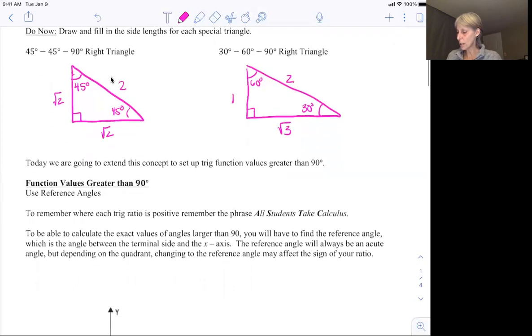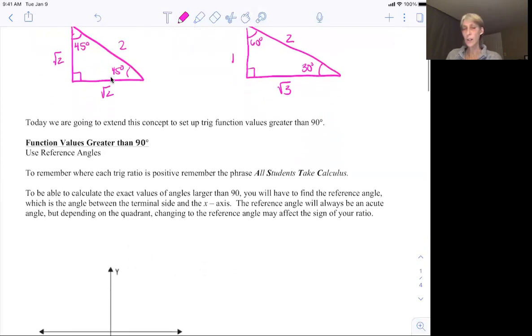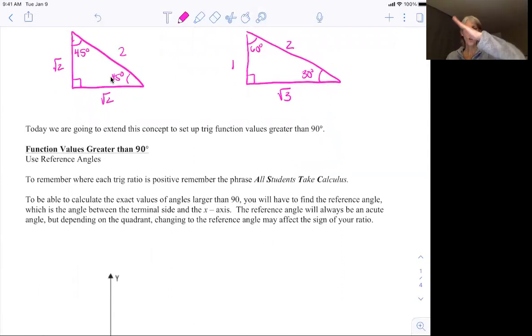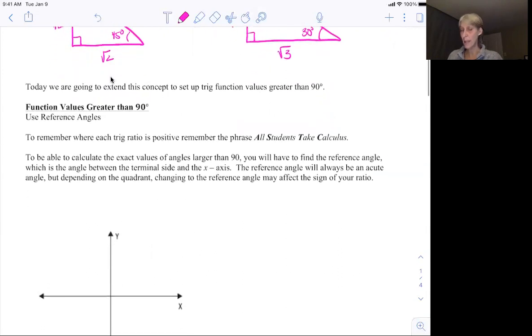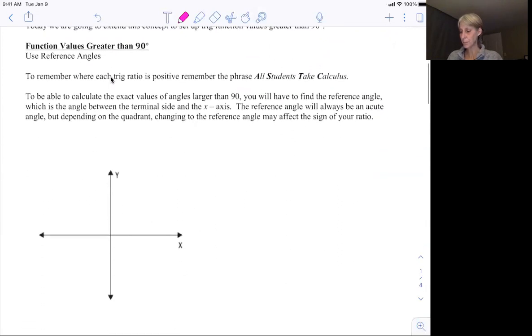So we're going to extend this concept today to set up trig function values that are greater than 90 degrees. All of the angles we worked with yesterday were in between 0 and 90. Now, what happens when we go past 90 degrees and we go out into other quadrants? That's what we're going to be dealing with. So in order to do this, we use what we call reference angles. To remember where each trig ratio is positive, remember the phrase, all students take calculus.